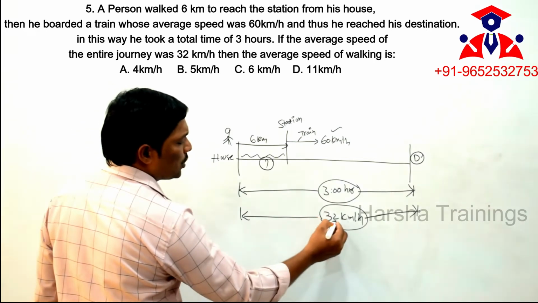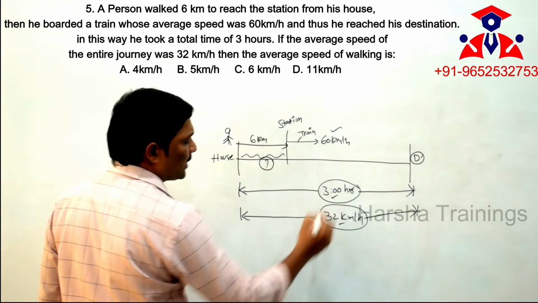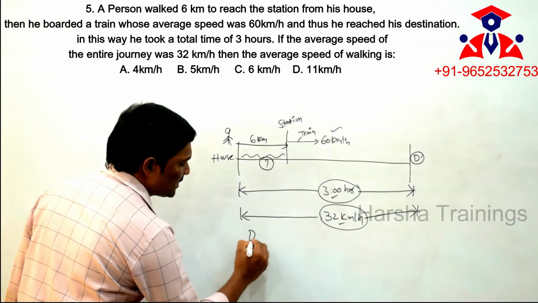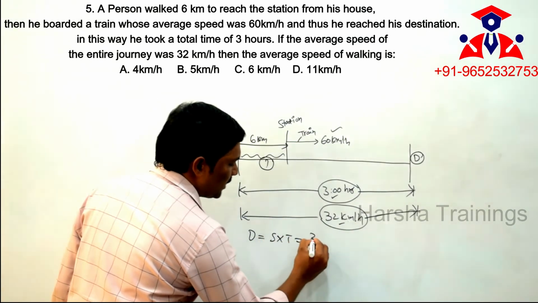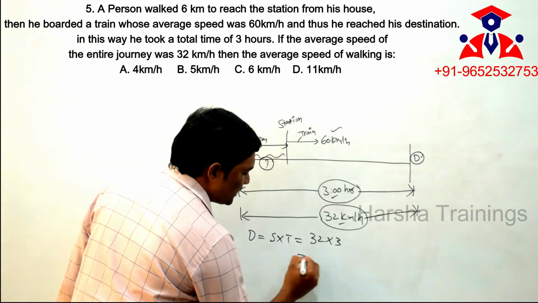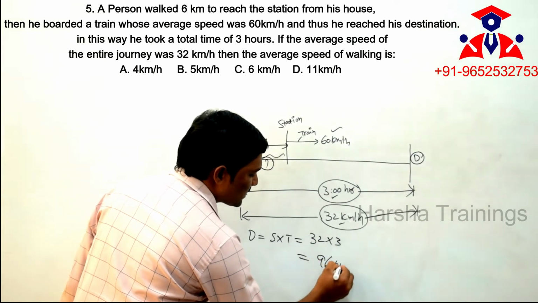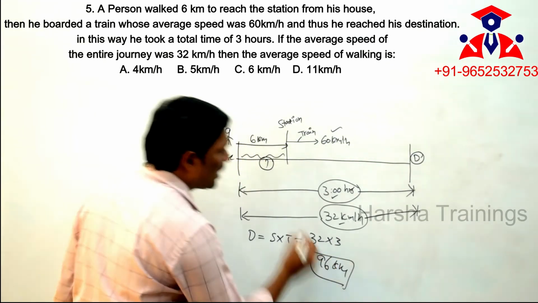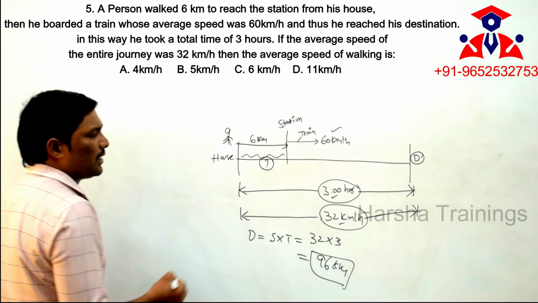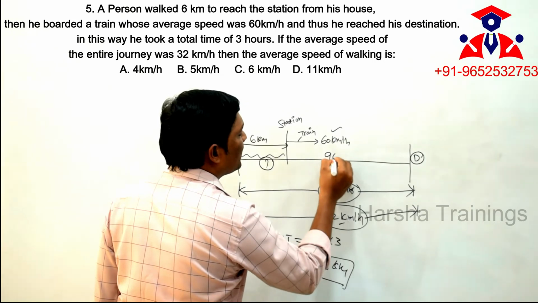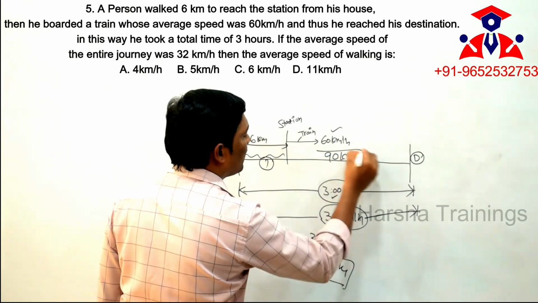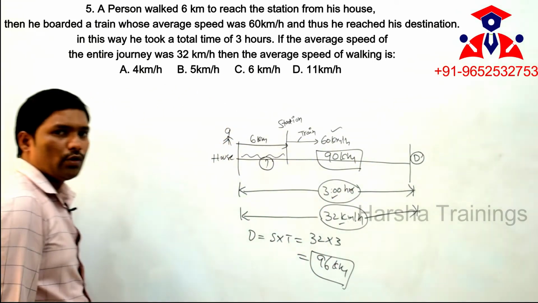Okay, so total average speed is given and total time is given. Find out the total distance, guys. What is the formula of distance? Speed into time. So 32 into 3 is equal to 96 kilometers. Okay, total distance is how much, guys? 96 kilometers. Already the person walked 6 kilometers, and the remaining distance is how much? 90 kilometers, right? 90 kilometers.